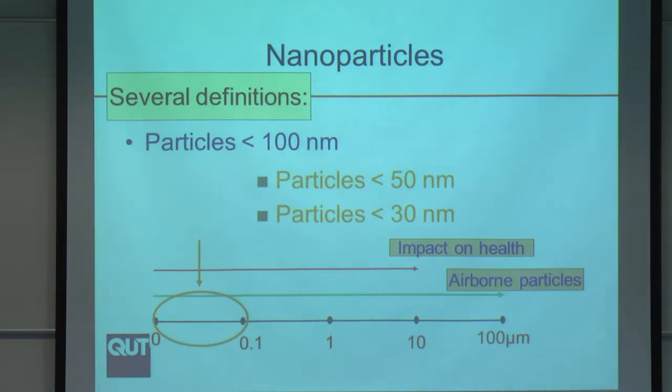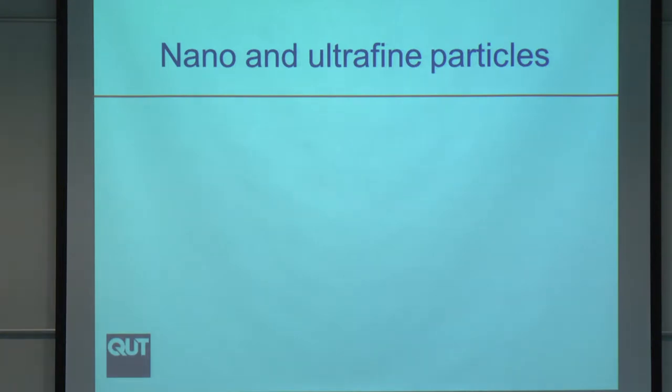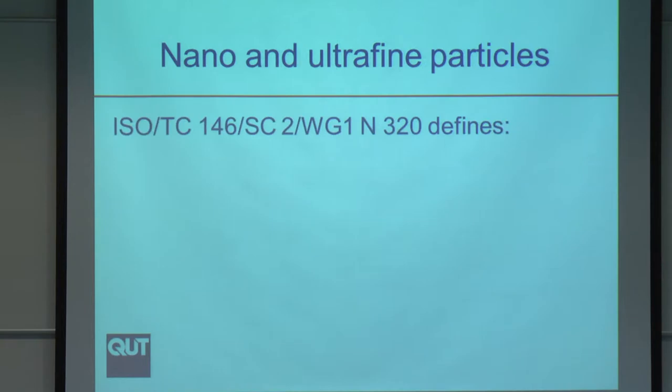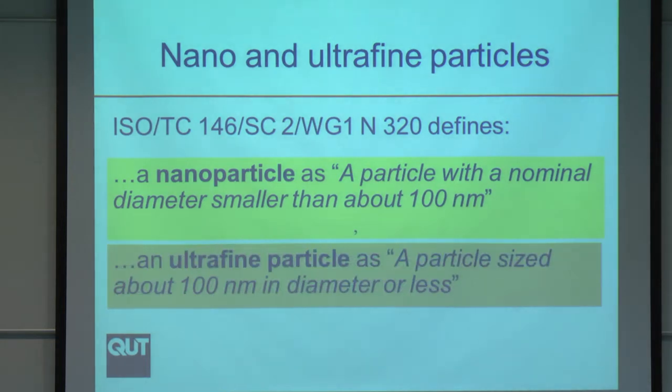I think I've already mentioned two types of definitions talking about nanoparticles, but a moment ago I brought up the issue of ultrafine particles. What is the difference between nanoparticles and ultrafine particles? It's a huge difference, and you can assess it by yourself. According to the ISO definition, a nanoparticle is a particle with a minimal diameter smaller than about 100 nanometers. Very clear. An ultrafine particle has a particle size about 100 nanometers in diameter or less. Very different, isn't it?